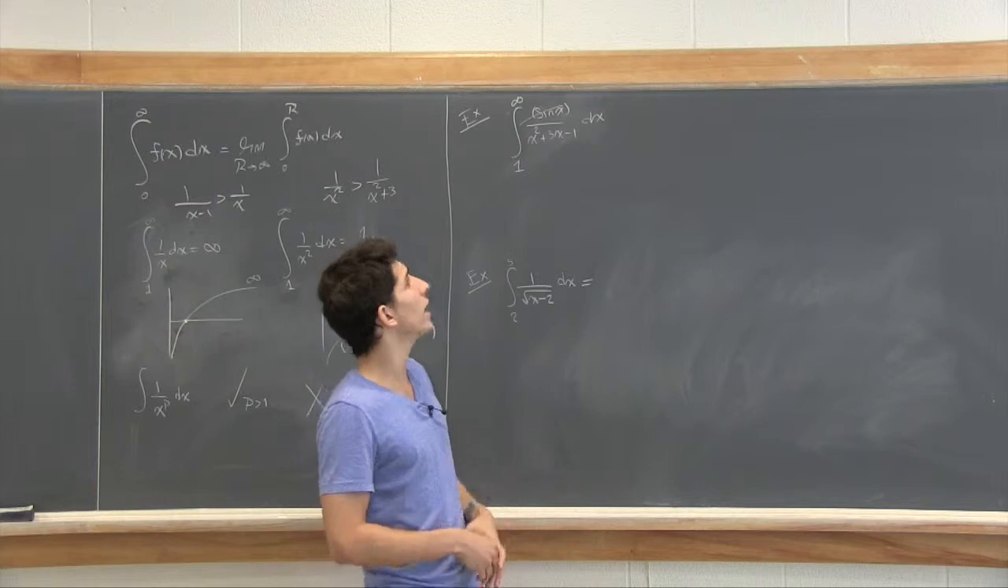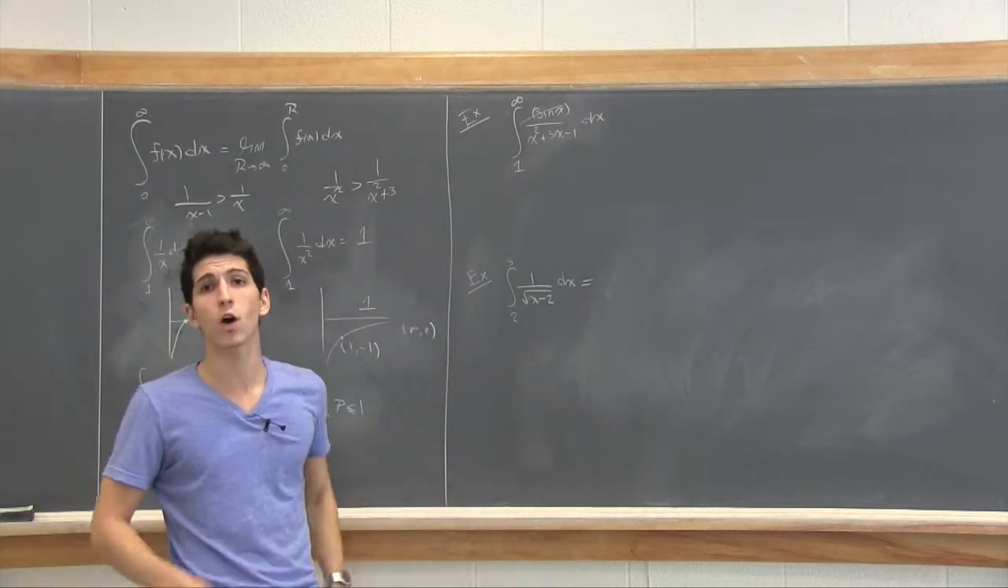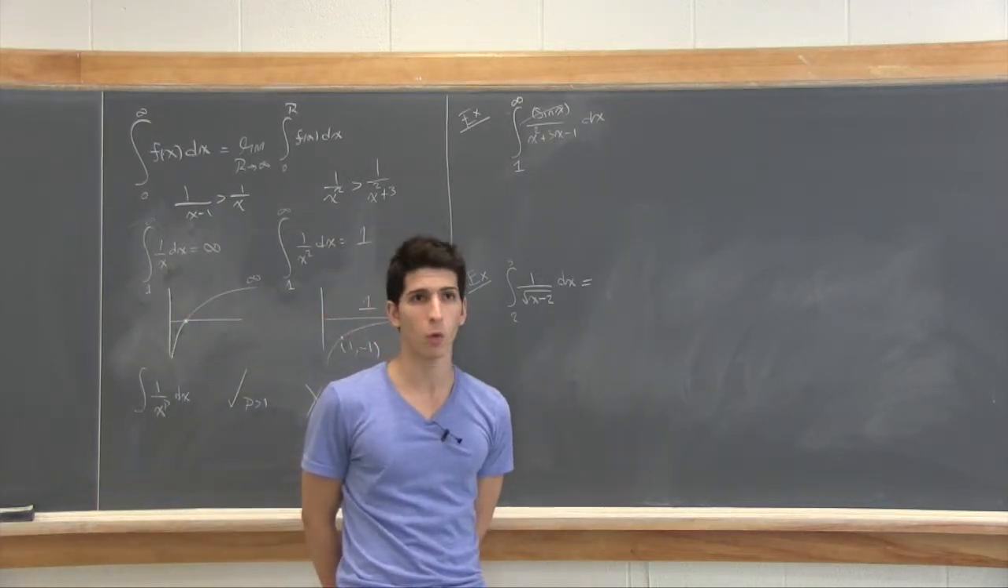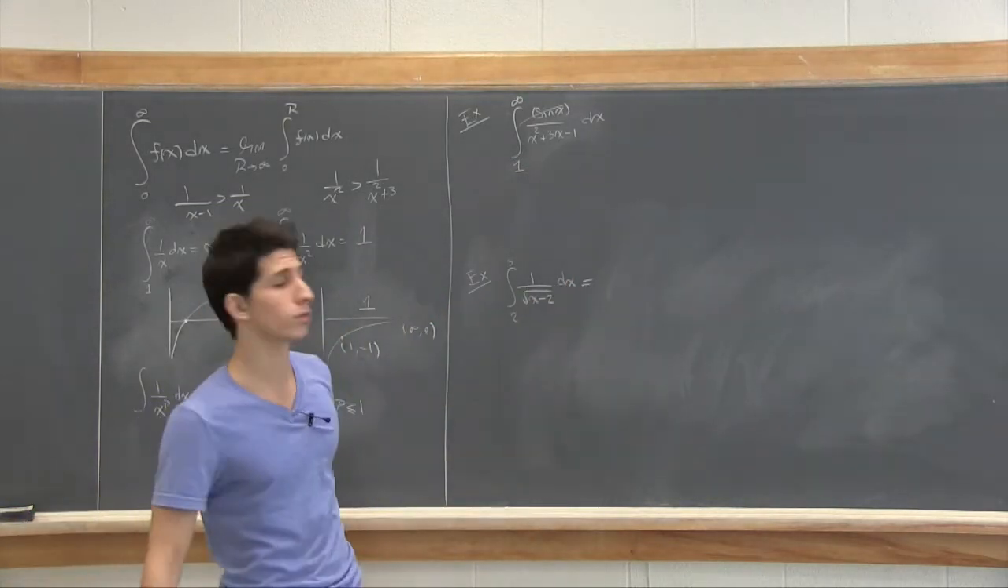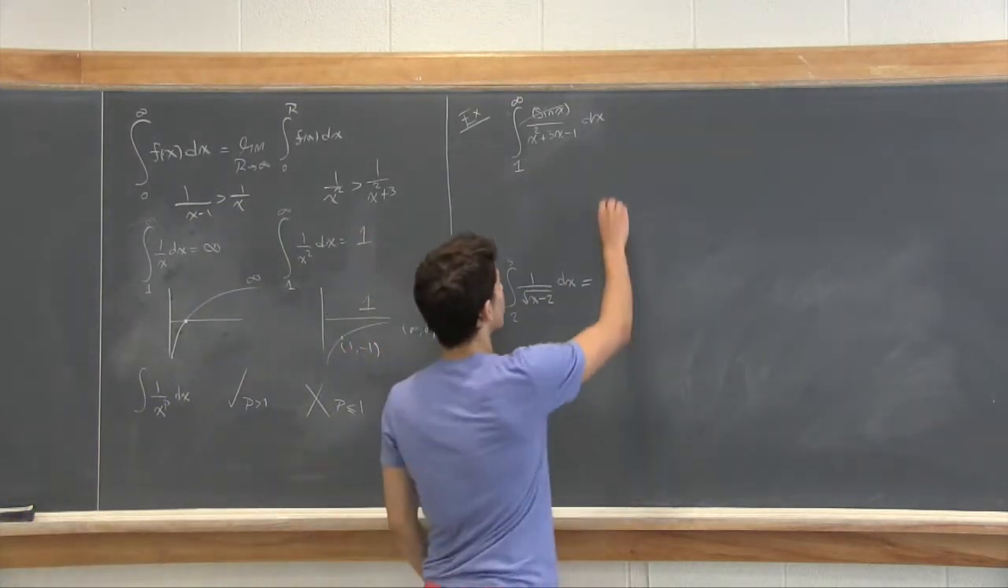Okay? So this guy, now obviously it converges. Why? Because 1 over x squared plus 3x is always less than 1 over x squared, and 1 over x squared converges. So this guy also has to. Okay? So this guy converges.